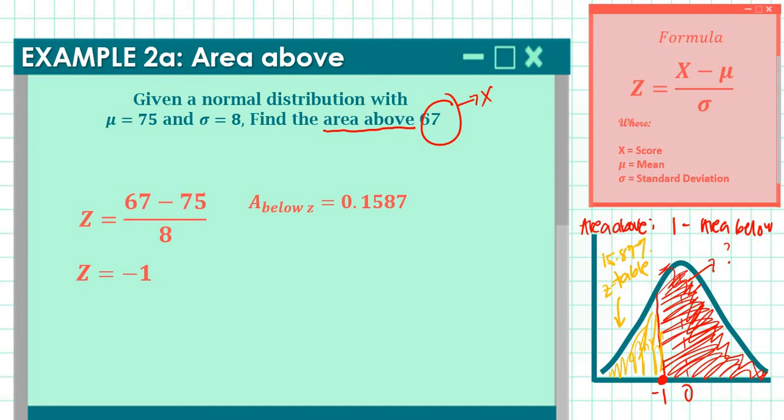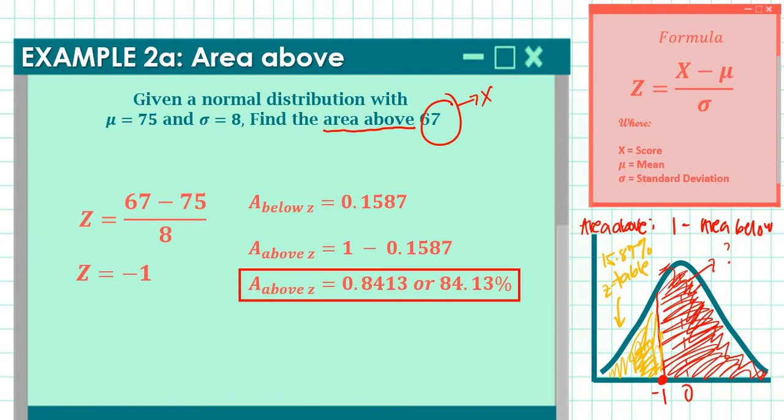That's 15.87%. So no matter what values you find on the z table, it will always be giving you the area to the left. Hence, to know the area to the right, what we need to do is to subtract the area to the left from the total. So that will be 1 minus 0.1587. Therefore, the area above is 84.13%. And that is now the shaded region colored in red. So this is 84.13%. So to solve for the area above, same procedure. Solve for z. Use the z table to find the area below, then subtract it from 1.